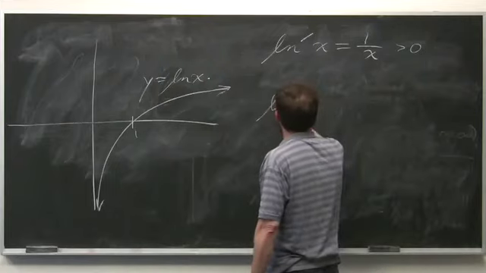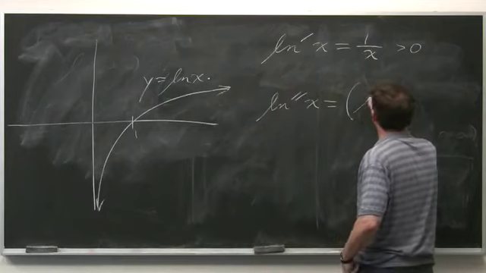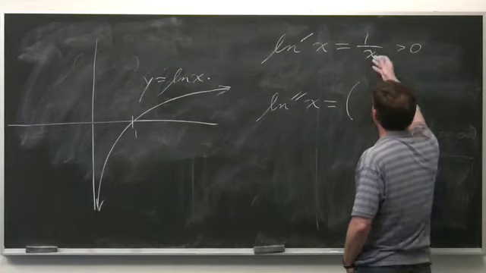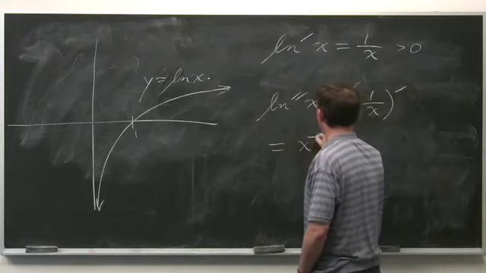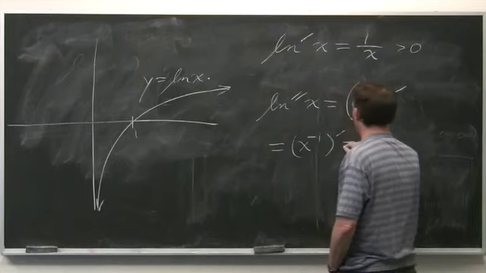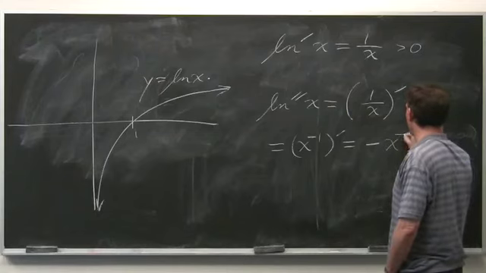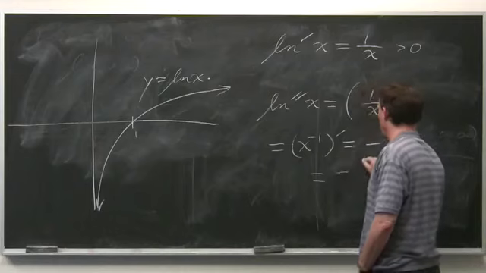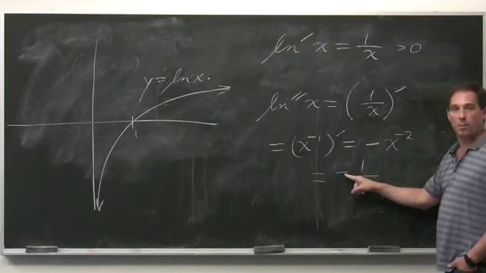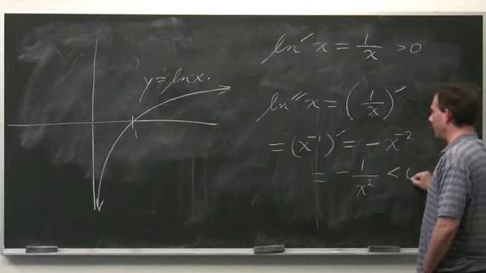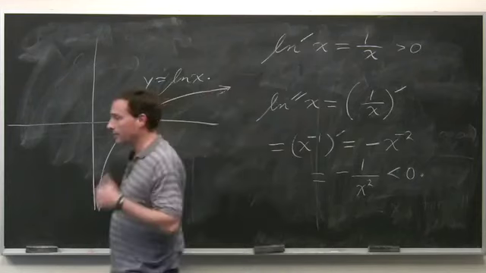And then what's the second derivative of natural log? Well, it's the derivative of the derivative, so it's the derivative of 1 over x. But we know how to differentiate that by the power rule. The derivative of x to the minus 1: you bring the minus 1 down, you subtract 1 from the exponent, minus x to the minus 2. So that's minus 1 over x squared. Well, x squared is always greater than or equal to 0, and we've got minus that, so this is always negative. So yes, the graph should be concave down, and the function is strictly increasing.